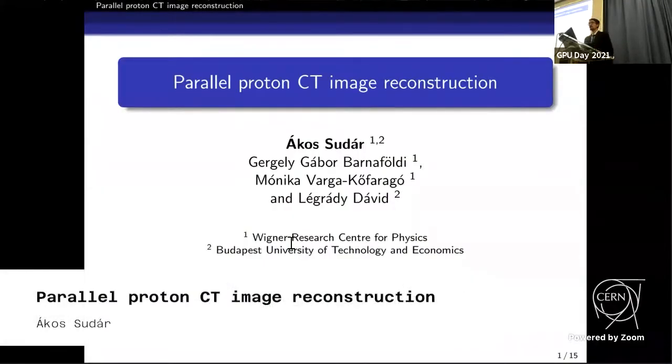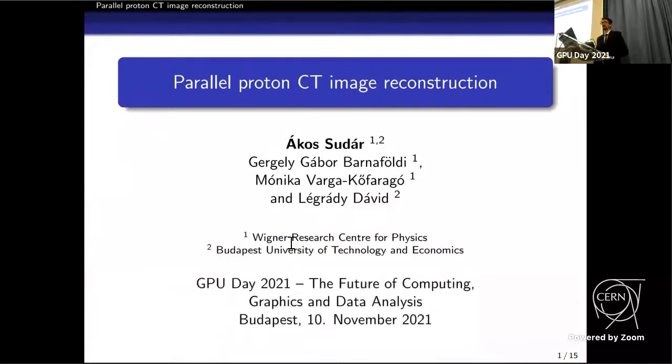Today I will speak about the image reconstruction of proton CT images, and I will show my work with Gergely Gábor Barnaföldi, Mónika Varga-Kőfaragó, and Dávid Végrádi.